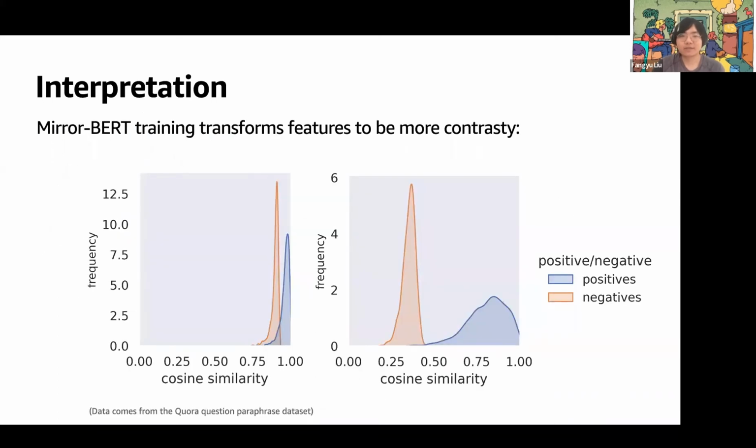This is just one slice of the evidence. If you look at the left-hand side figure, we randomly sampled some positive and negative sentence pairs from a labeled dataset called the Quora Question Paraphrase dataset. Before training, BERT's model outputs positive and negative pairs with all very high cosine similarity, with a very significant overlap between the two sets. However, after Mirror-BERT training, on the right-hand side, you can see that both the positive and negative pairs' cosine similarity decreased, and the positive-negative pair overlap is reduced.